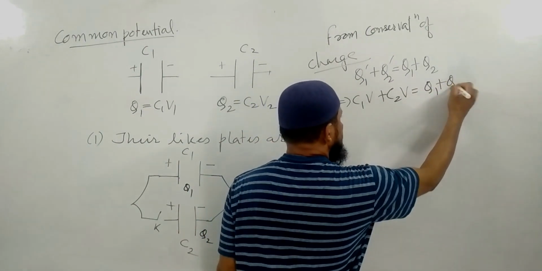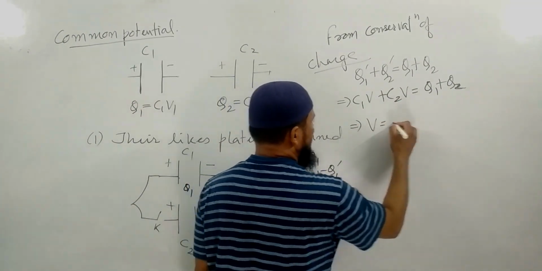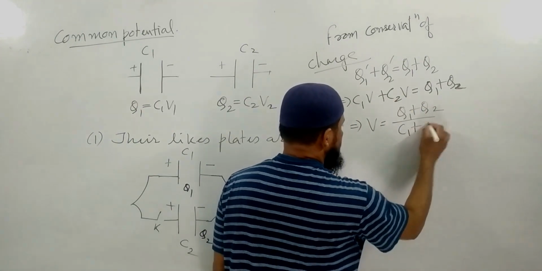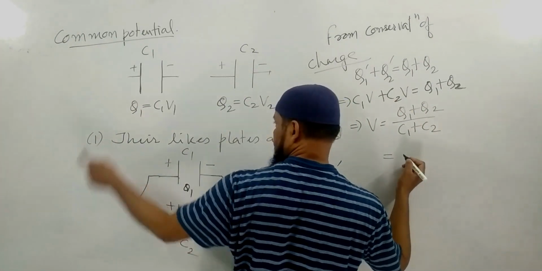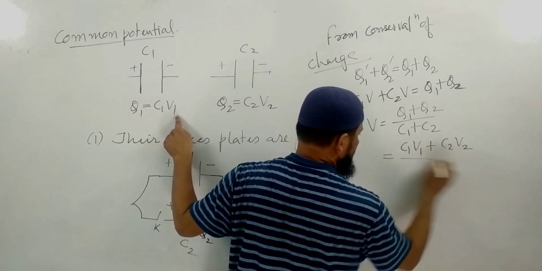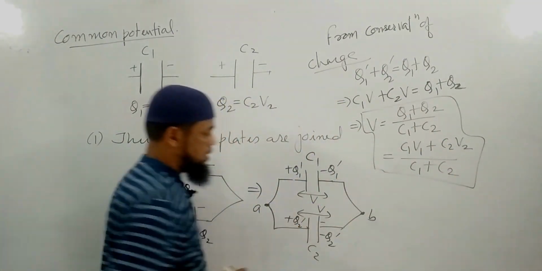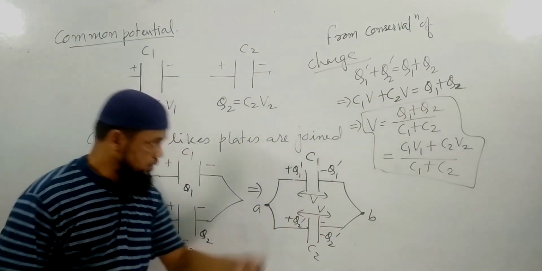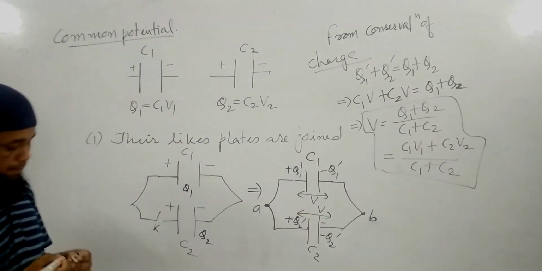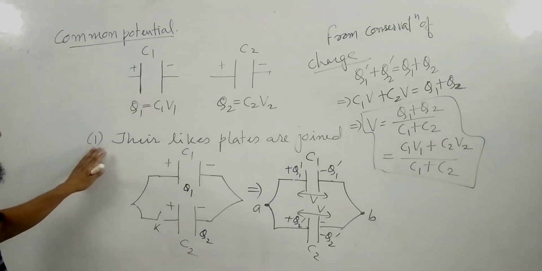And Q1 plus Q2. So from here I can take V common. If I take V common, how much will we get? V equals Q1 plus Q2 divided by C1 plus C2. Or Q1 I can write as C1V1 and Q2 as C2V2, divided by C1 plus C2. This will become the new potential, the common potential for both the capacitors. So this is the first case.